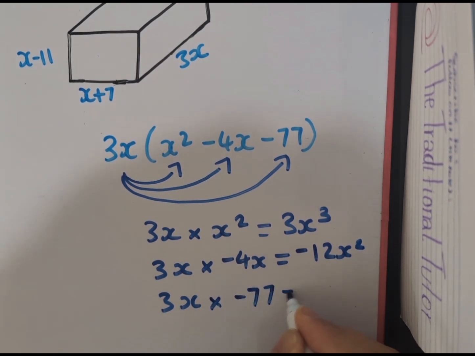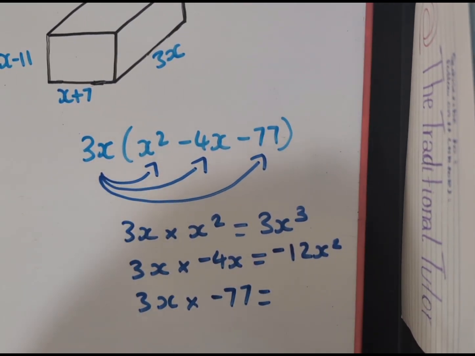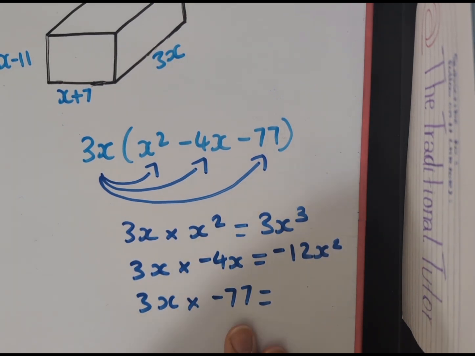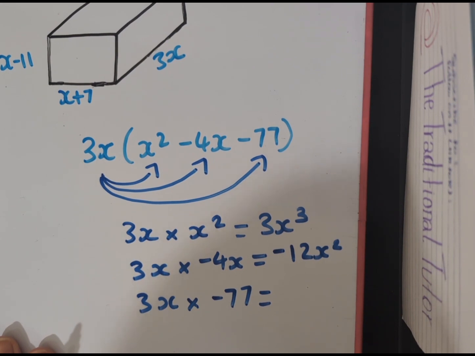Then 3x times by negative 77 gives me, so we've got this time a bit of a difficult multiplication. We've got 3 times by 77, and it's negative, which we can deal with later. But what we can do is just write down 77 3 times and do it that way, or you can do the multiplication method, or a grid method to work that out.